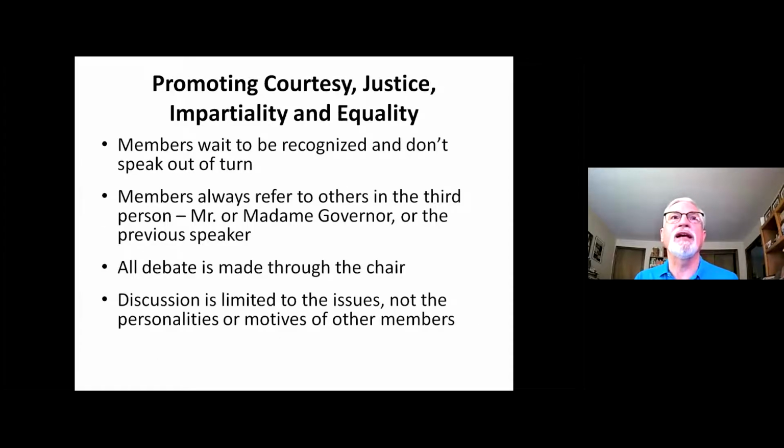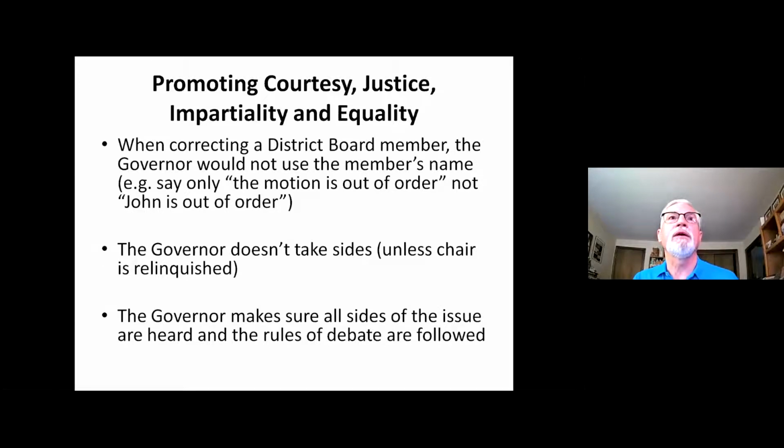Members should wait to be recognized and don't speak out of turn. You should always refer to others in the third person, such as Mr. or Madam Governor or the previous speaker, not John or Jane. All debate is made through the chair and not directly to any other member of the board. And discussion must be limited to the issues and not the personalities or motives of anyone else on the board. When correcting a district board member, the governor would not use the member's name, but just say the motion's out of order or something like that.